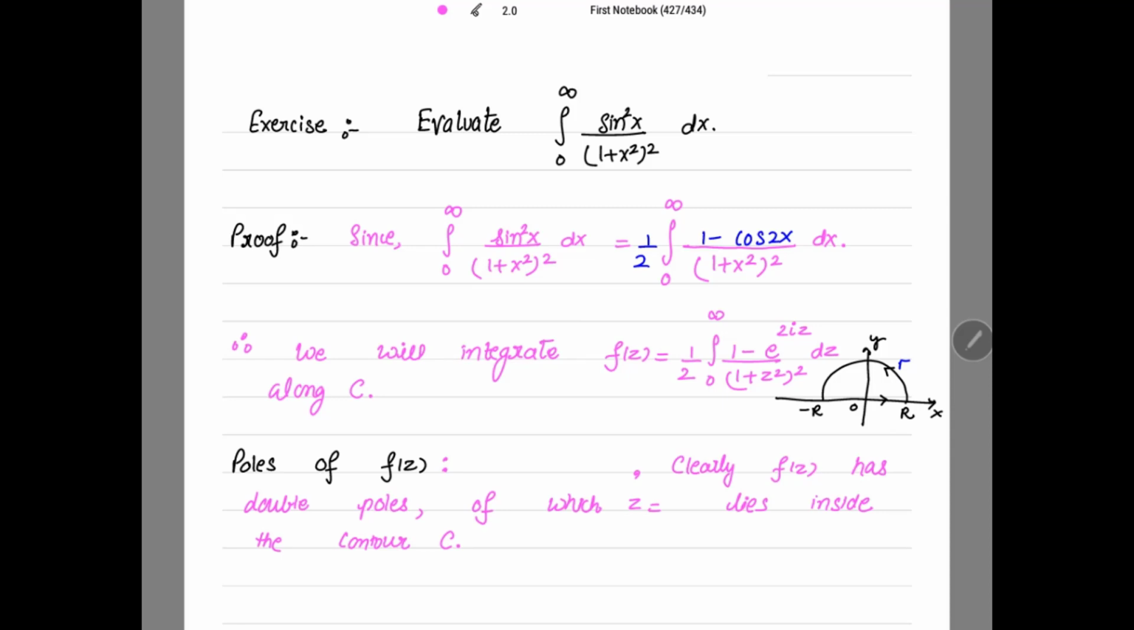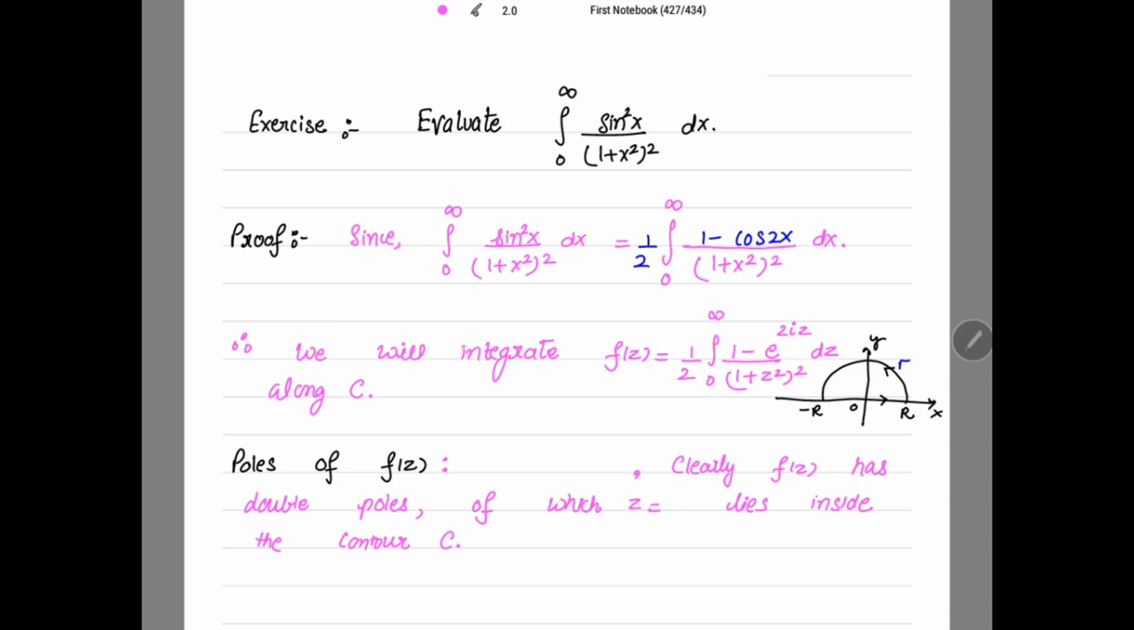So just write instead of sine square x, (1 minus cos 2x) over 2, and the rest of the integration as it is. And then we will integrate f(z) is equal to 1 by 2, integration 0 to infinity, 1 minus, yes, here m is 2, so e to the power iota mz will be changed to e to the power 2 iota z, right? Over (1 plus z square) whole square dz along the given contour.